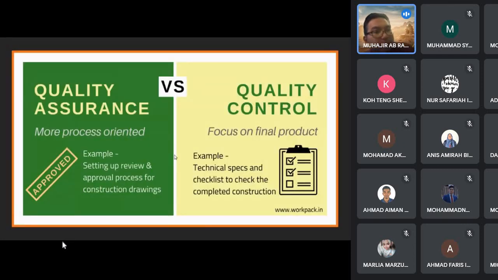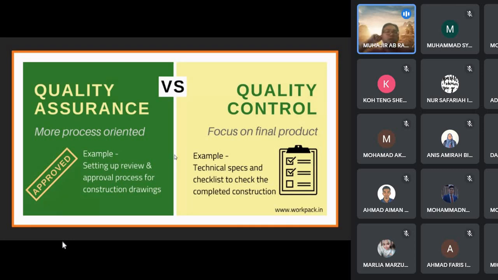You can see they're different: quality assurance versus quality control. Quality assurance is more process-oriented. For example, set up a review and approval process for construction drawings. Before you do something, you have some stages, such as a review process, so that the quality of the design has been approved and checked properly. If you don't have this, you might just construct the building, and in the end, because it has not been reviewed and approved properly, the quality of the building might be poor.